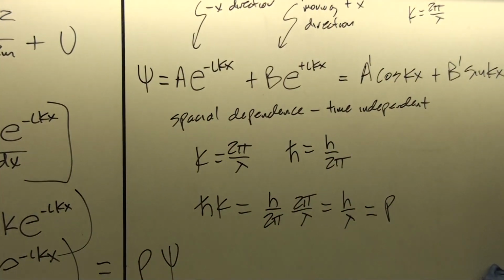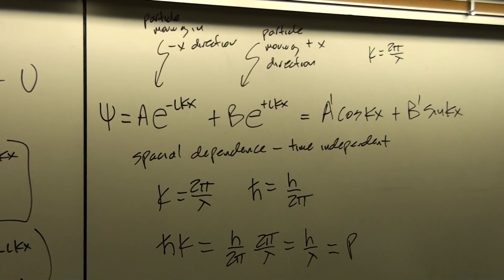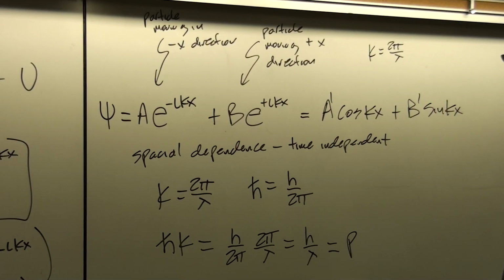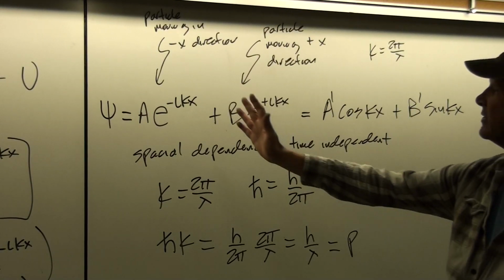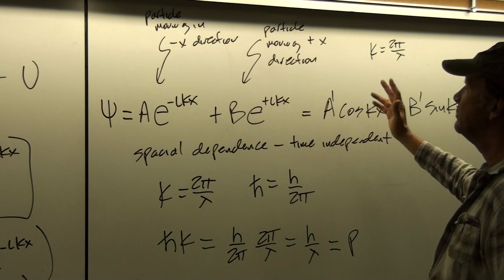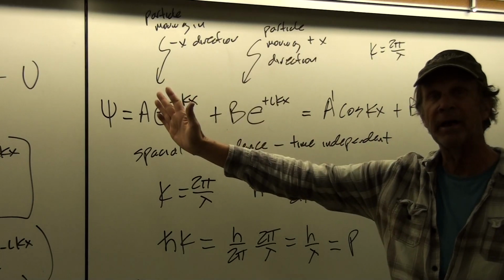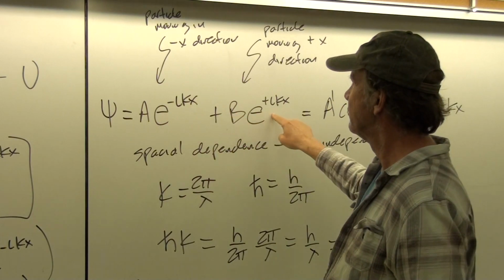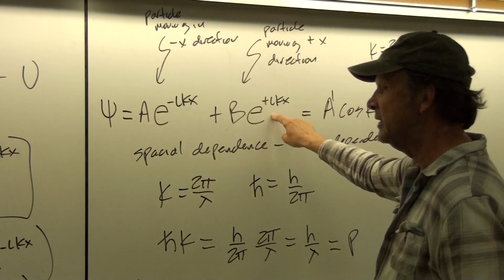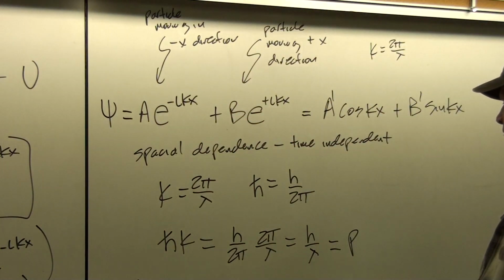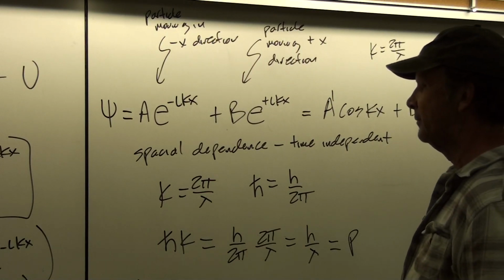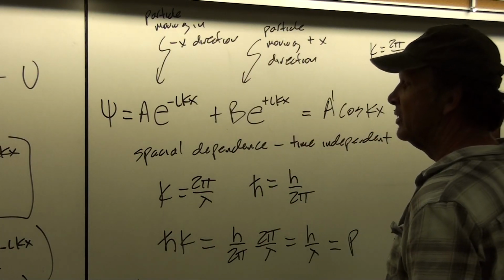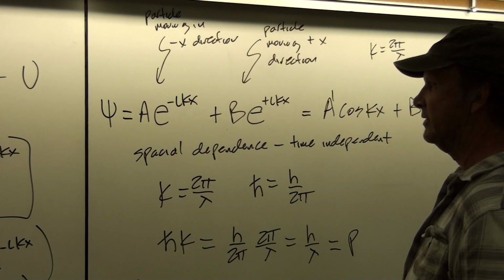So are we talking about different particles? Well, not exactly, because here, this could be the same particle that's moving, but then hitting a boundary and bouncing back. So this could be the reflected aspect of this particle, and this could be just the particle moving in the original direction.